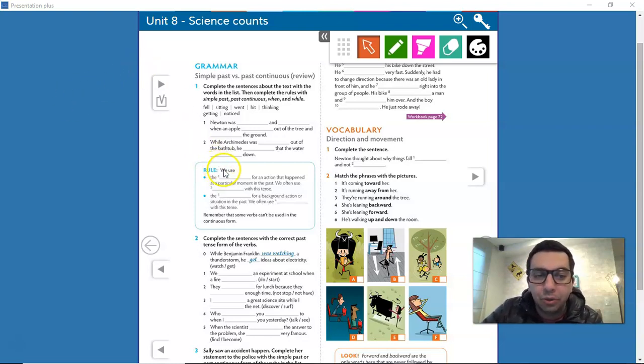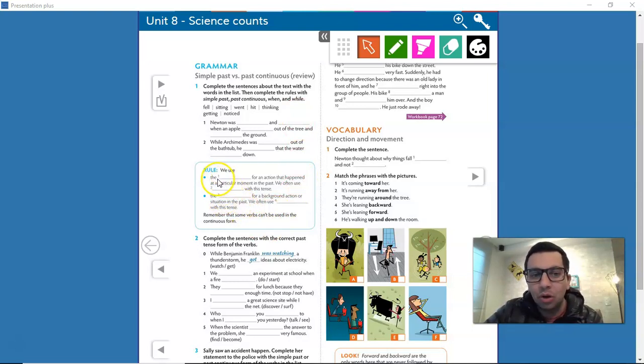We need to complete the rule for activity 1. We use the simple past or past continuous. We use blank for an action that happened at a particular moment in the past. We often use blank with this tense. Okay. The blank for a background action or situation in the past. We often use when or while with this tense. So, what's the answer here?